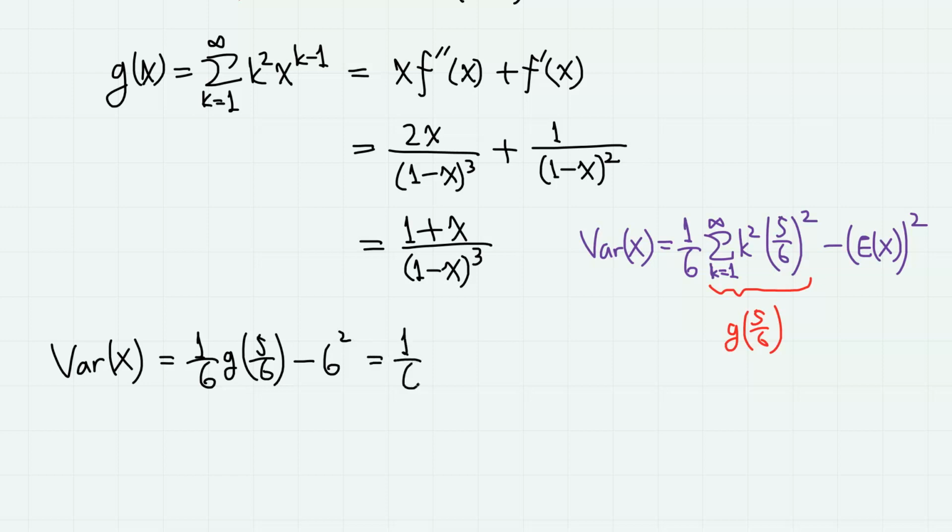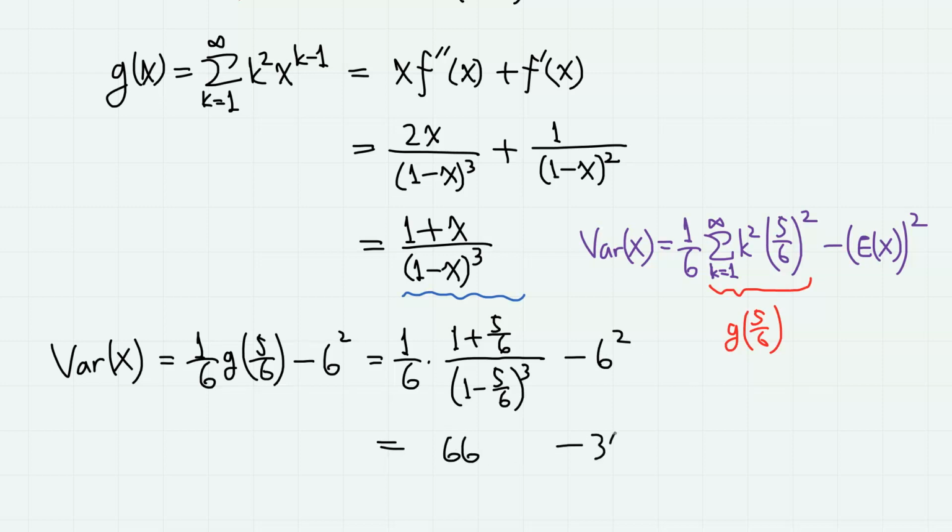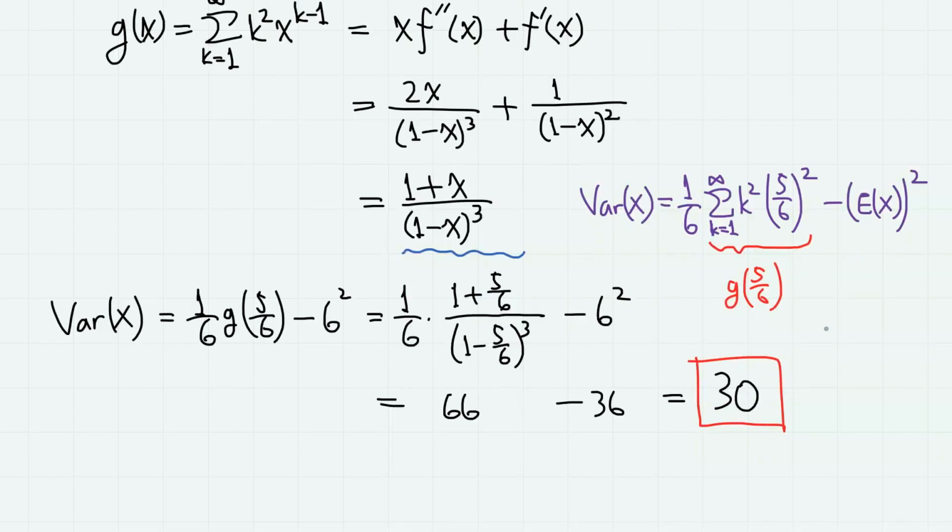So we have 1/6 times, using this expression, (1 plus 5/6) over (1 minus 5/6)^3 minus 6 squared. So the first term will give 66, and the second term is simply 36, so we have 30. And that was the calculus method to calculate one of the most famous power series.